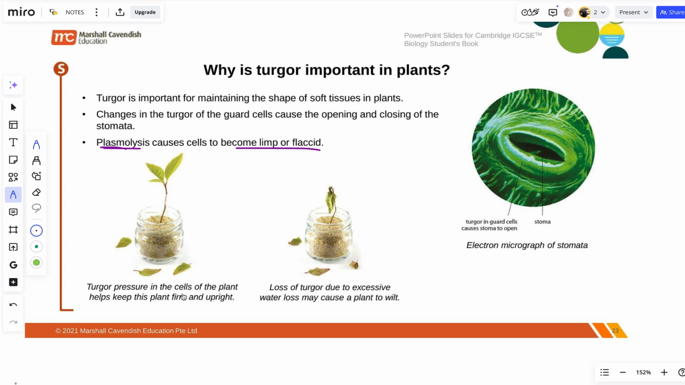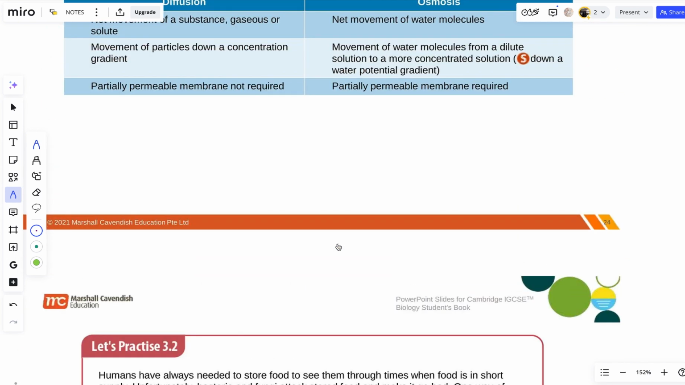Turgor pressure in the cells of the plant helps to keep the plant firm and upright. When there's a lot of water, it keeps it firm. This is one benefit of turgor pressure. It helps to distribute the water and to keep the stem upright. Loss of turgor due to excessive water loss can cause the plant to wither and shrink. Okay? Now let's move to the next one.